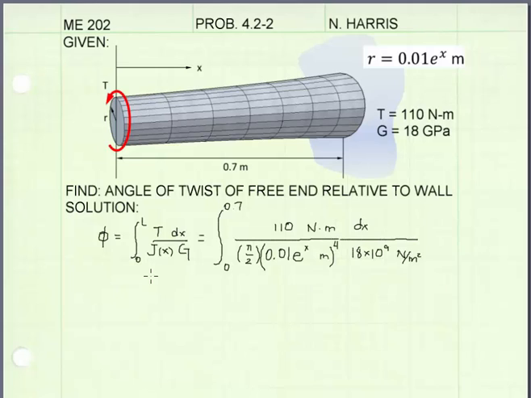I have expanded the equation for the angle of twist as shown. The limits of integration will be from 0 to 0.7 meters. T is constant throughout the member. It is 110 Newton meters. The polar moment of inertia is equal to pi over 2 times the radius to the fourth power, and the radius is written as a function of x shown above. The shear modulus is 18 times 10 to the 9th newtons per meter squared.